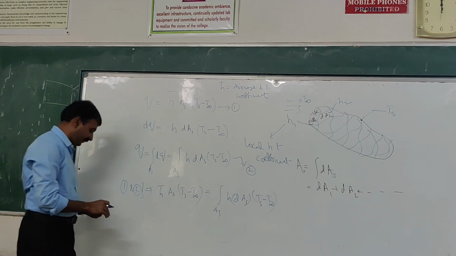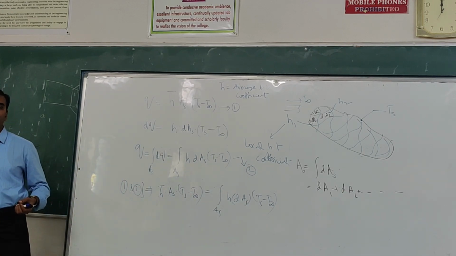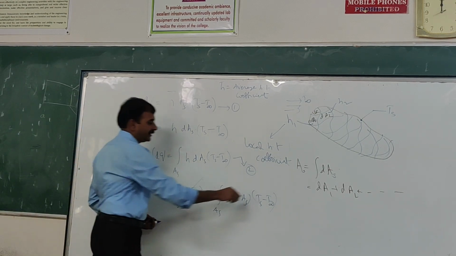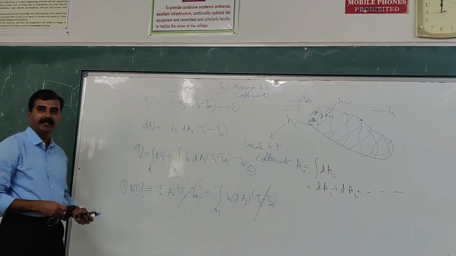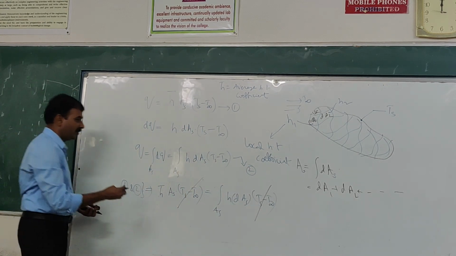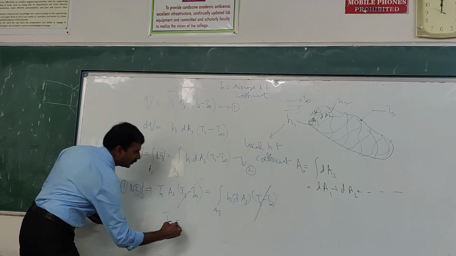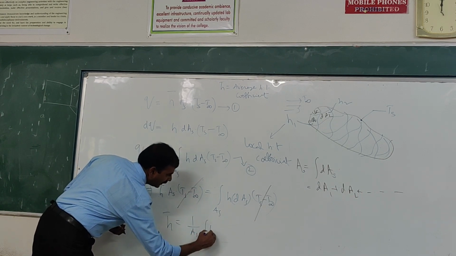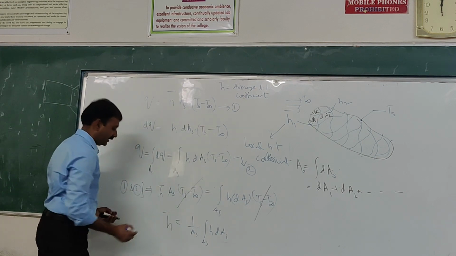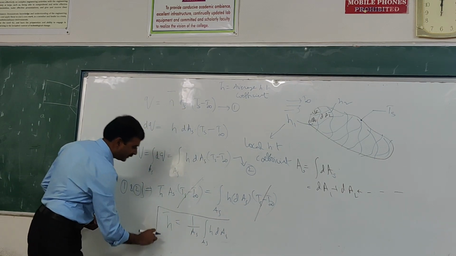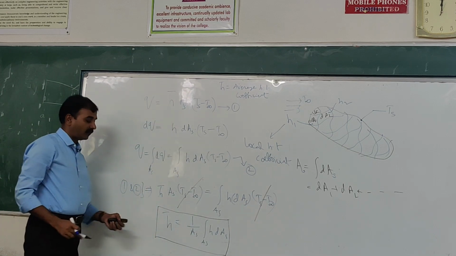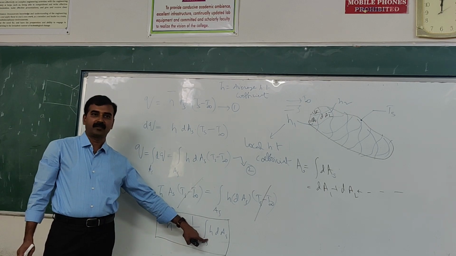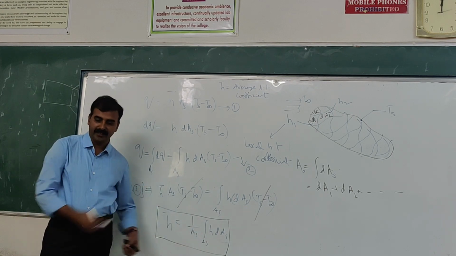Since Ts and T infinity are constant, right, they have nothing to do with the discussion that we have. So therefore Ts minus T infinity can be cancelled out. And what do you get here? h bar is equal to 1 by AS into integral h into dAs. So this is the formula that we can use to find the average heat transfer coefficient if you know the local heat transfer coefficients at any given point.